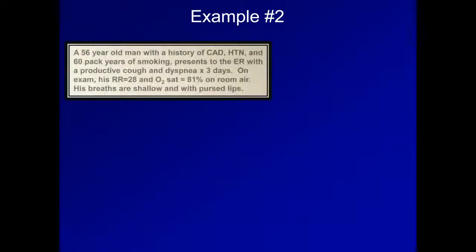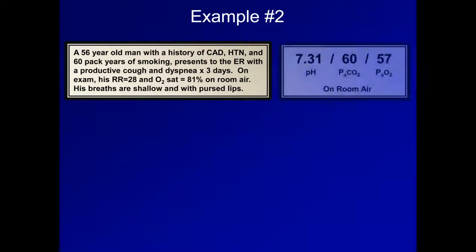A 56-year-old man with a history of coronary artery disease, hypertension, and 60 pack years of smoking presents to the emergency room with a productive cough and dyspnea for 3 days. On exam, his respiratory rate is 28 and O2 saturation is 81% on room air. His breaths are shallow and with pursed lips. Here is his ABG.